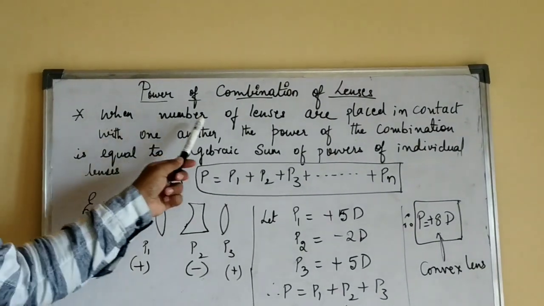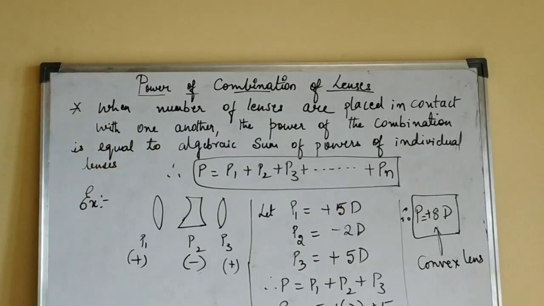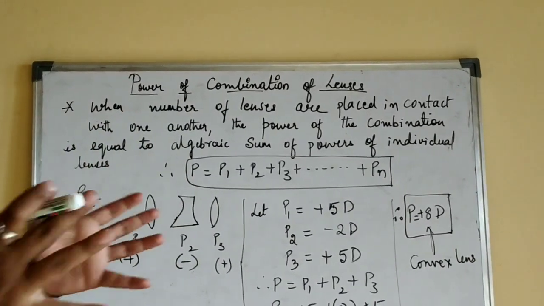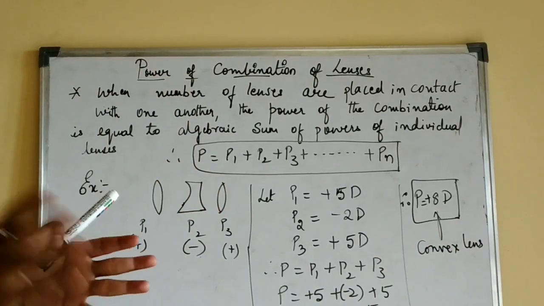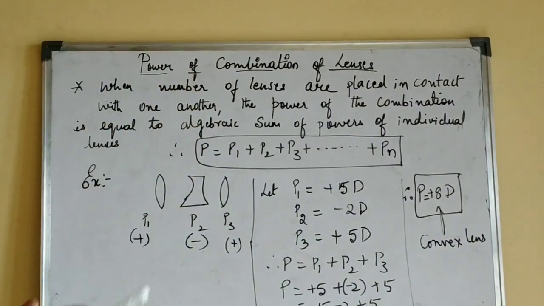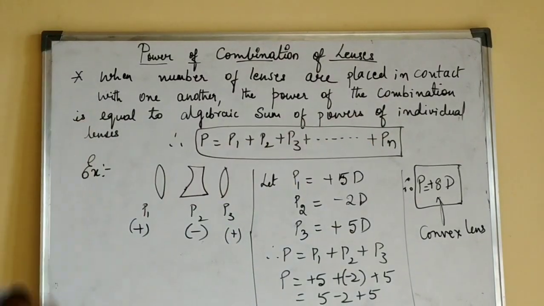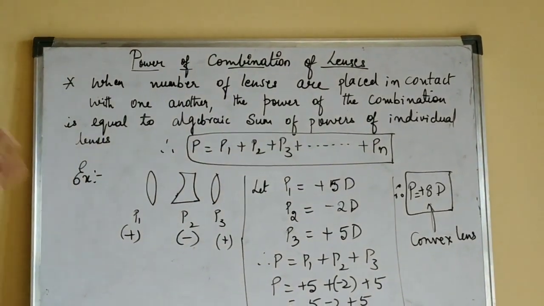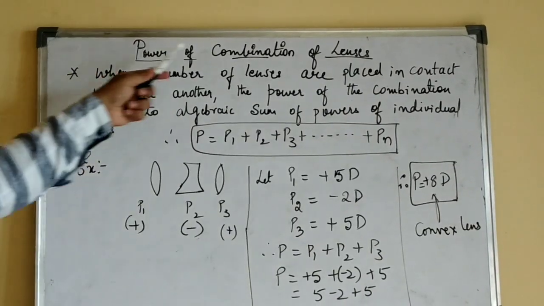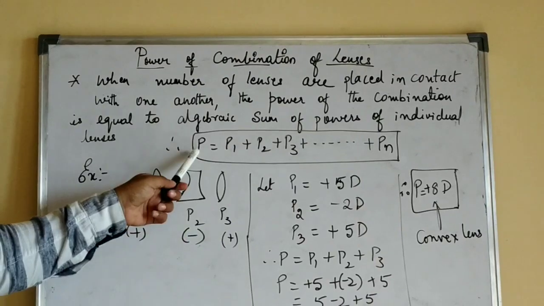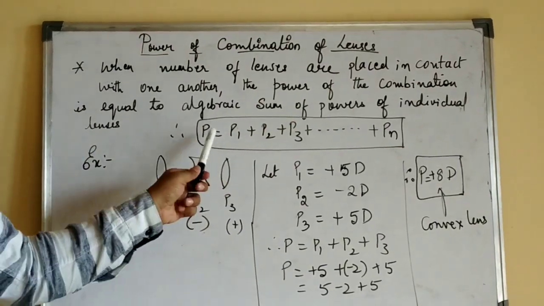Now see here, when a number of lenses are placed in contact with one another, which means there are many lenses now, like you have convex lens, convex lens, concave lens, like that, n number of combination you have, then the power of the combination, the whole combination now you have to take, not the individual power of the lens. When you add it, you will get the whole power, right? So the power of the combination of the lenses is equal to the algebraic sum of powers of individual lenses, which means the individual power of each lens, if you add for the number of lenses, you will get the collective power. That collective power is also called the power of the combination of lenses. It is simply given by the formula P is equal to P1 plus P2 plus P3 and so on to plus Pn. n indicates an integer number. Okay. So you have n number of lenses.